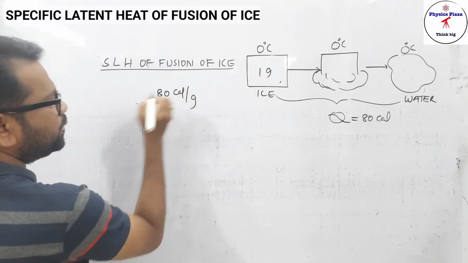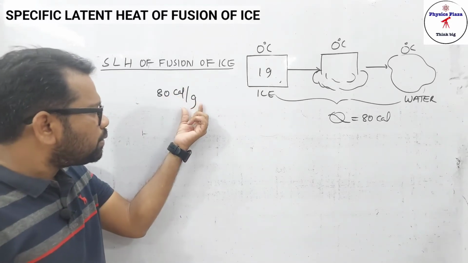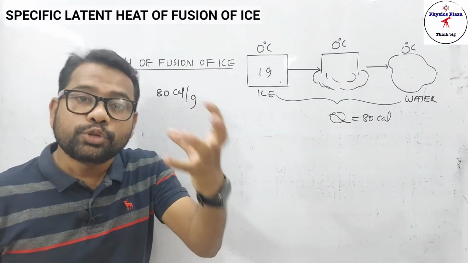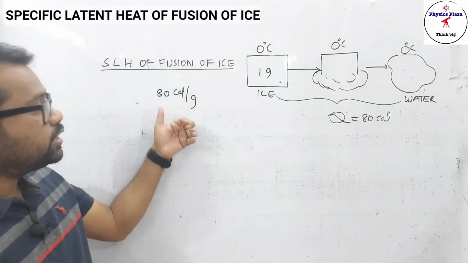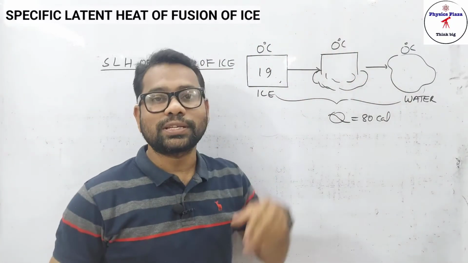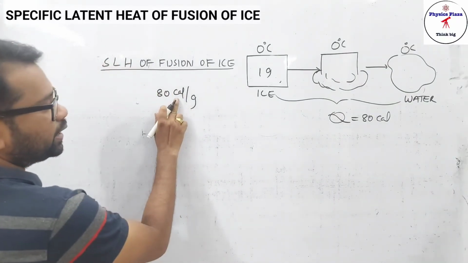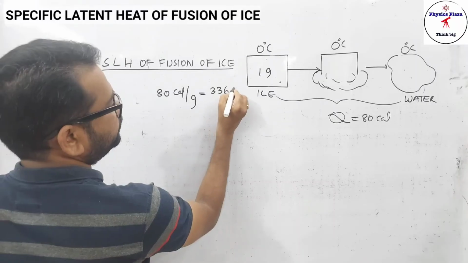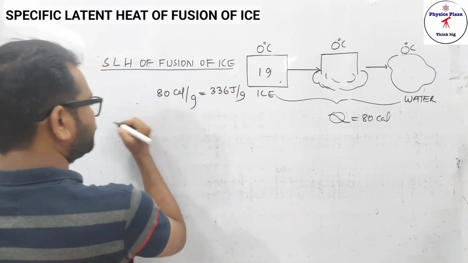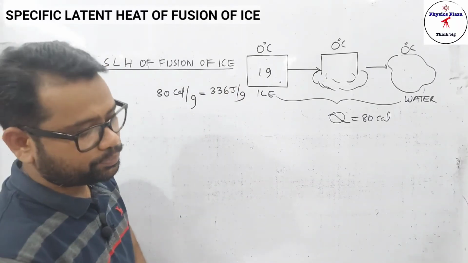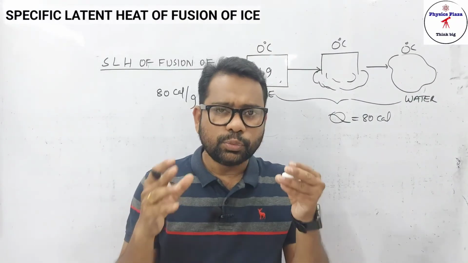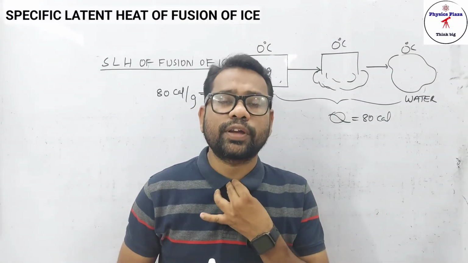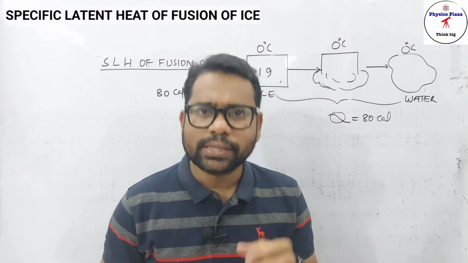Children, what does it mean? It means that 1 gram of ice at 0 degree Celsius absorbs 80 calories of heat to convert into water at 0 degree Celsius. As we know, 1 calorie is equal to 4.2 joule, so it can also be written as 336 joule per gram. Because of this high specific latent heat of fusion of ice, we have some applications. Let us discuss, children.